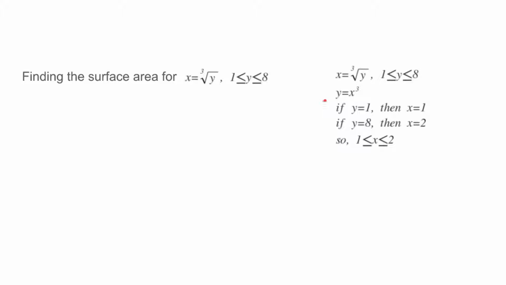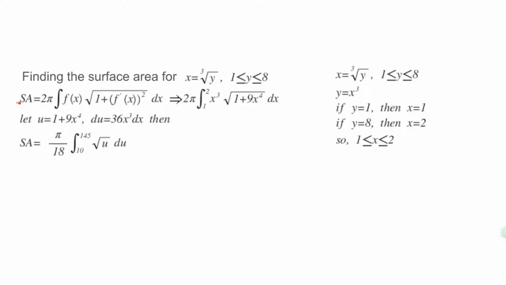The last question is finding the surface area for x equals 3 times the square root of y, where y is bigger than 1 and smaller than 8. First thing, we rewrite the equation, which is y equals (x over 3) squared, and we know y is bigger than 1, smaller than 8. So if y equals 1, then x equals 1. If y equals 8, then x equals 2. So the value of x is bigger than 1 and smaller than 2.